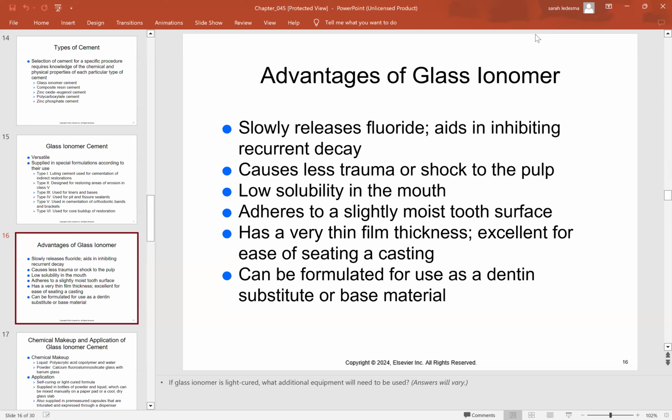Advantages of glass ionomer: it releases fluoride slowly, so this aids in inhibiting recurrent decay. It causes less trauma or shock to the pulp. It has a low solubility in the mouth. It adheres to slightly moist tooth surface. It has a very thin film thickness, so this is good for seating castings, and it can be formulated for use as a dentin substitute or base material.